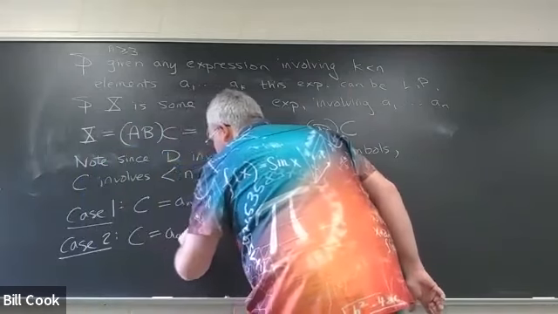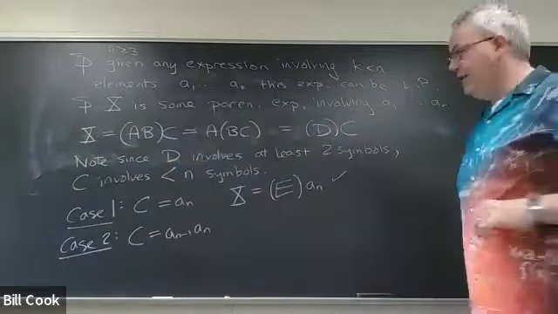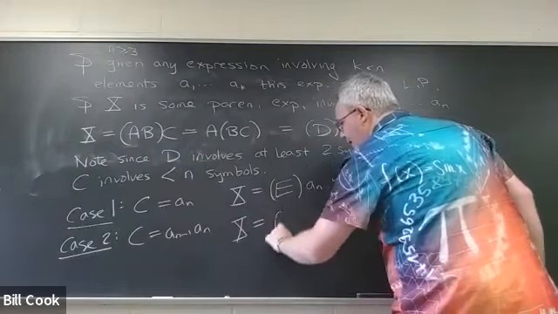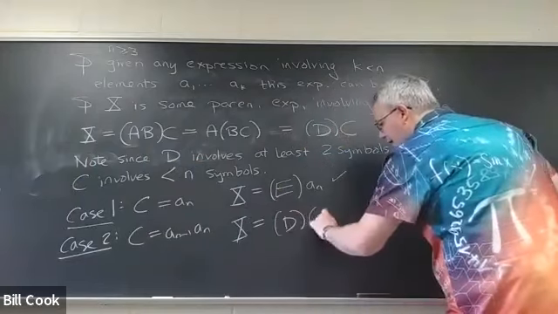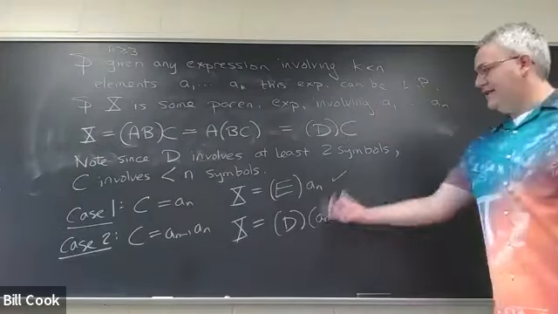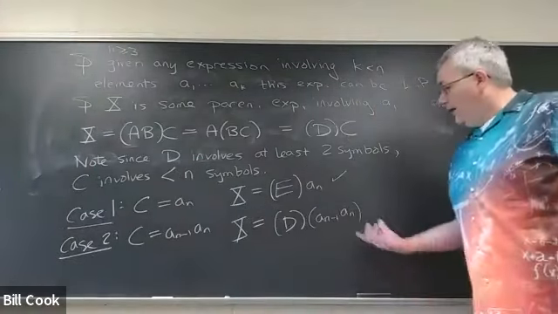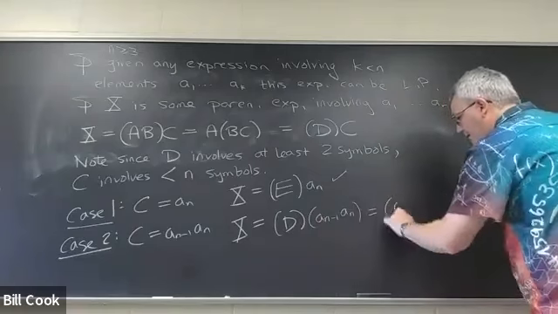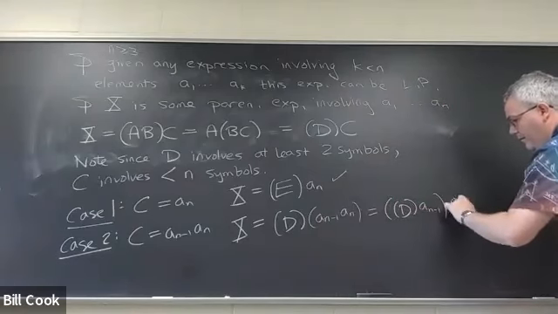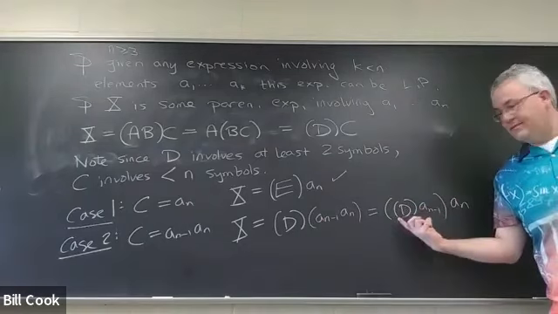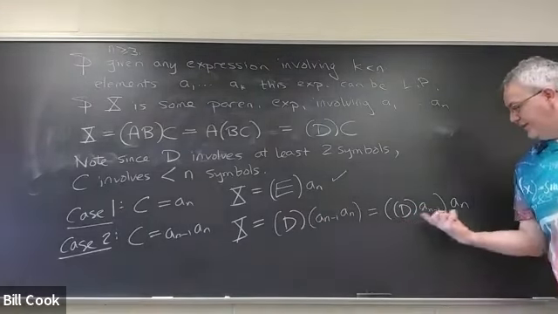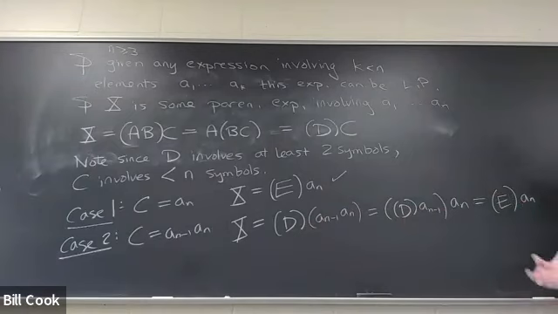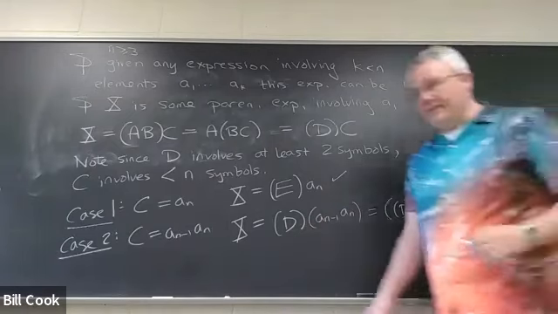Case two: our expression could involve just the last two symbols, a_{n-1} and a_n. So what does x look like? x looks like D in parentheses and then a_{n-1} a_n in parentheses. We can use our hypothesis and shift these parentheses over. If we do that, we have an expression that's some stuff involving n minus 1 symbols and then a_n at the end. So once again, we have some kind of expression and then a_n right at the end.